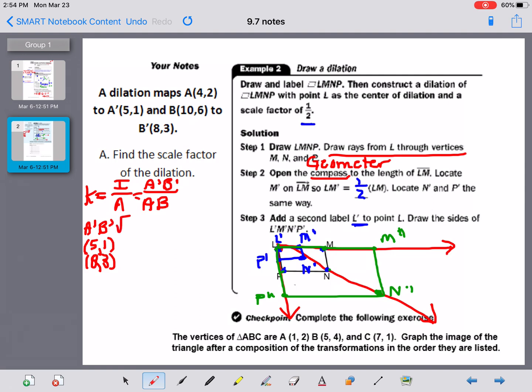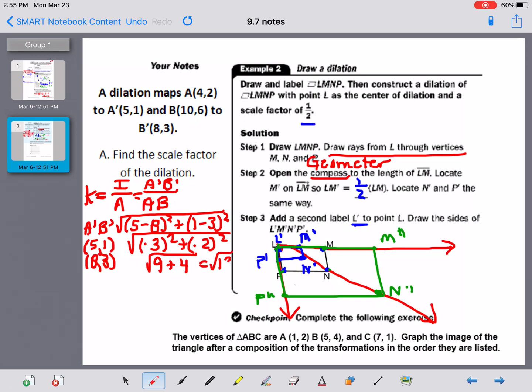Remember, we take our x's and subtract them: 5 minus 8. We'll square that later and add that to my y's when I subtract them: 1 minus 3, and square those. 5 minus 8 is negative 3. 1 minus 3 is negative 2. Negative 3 squared is 9. Negative 2 squared is 4. And 9 plus 4 gives me the square root of 13.